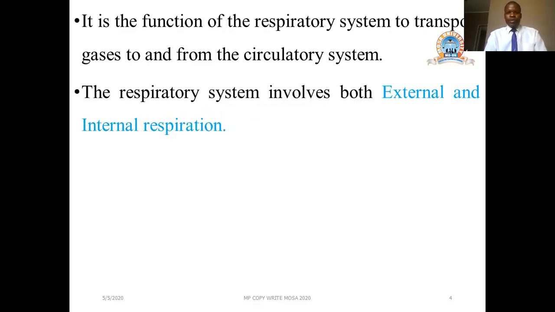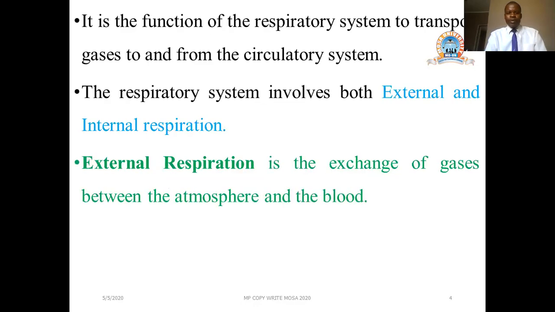The respiratory system involves both external and internal respiration, which I mentioned in the beginning. External respiration is the exchange of gases between the atmosphere and the blood. The exchange of gases that takes place between the atmosphere and the blood is what is described as external respiration.